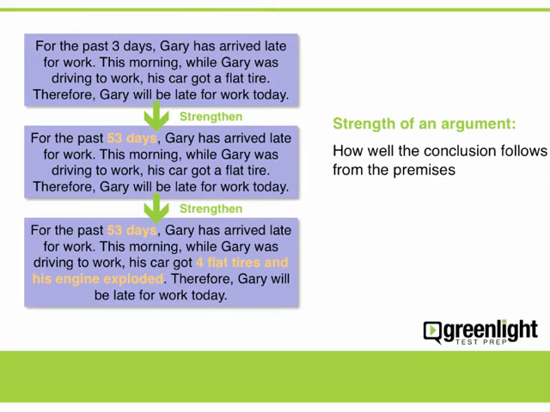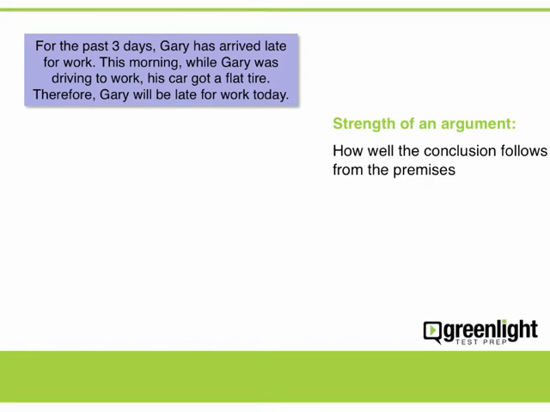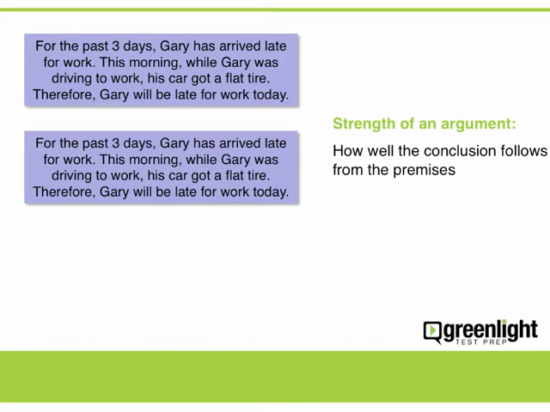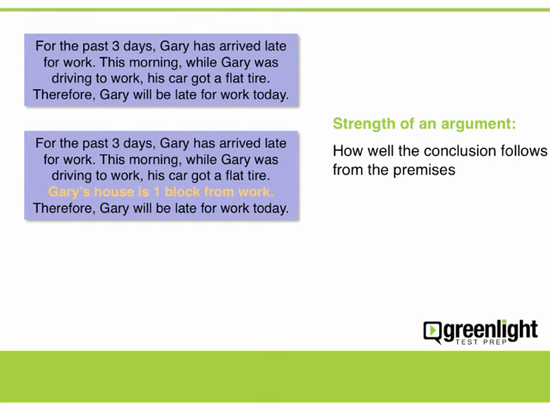Remember, we need to select the best answer to these questions, so we would have to consider which of these possibilities most strengthens the argument. Alternatively, notice what happens when we take the original argument and add the premise, Gary's house is 1 block from work. By adding this premise, we're weakening the argument. While it's still possible that Gary will arrive late for work, the fact that he lives so close does weaken the extent to which the conclusion follows from the premises.